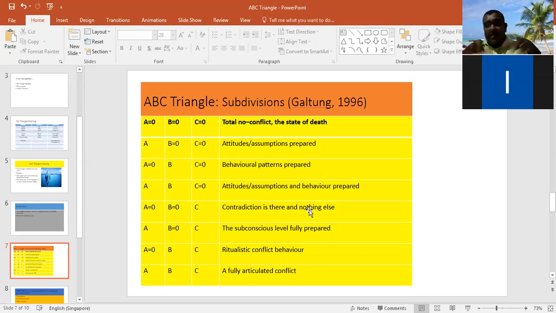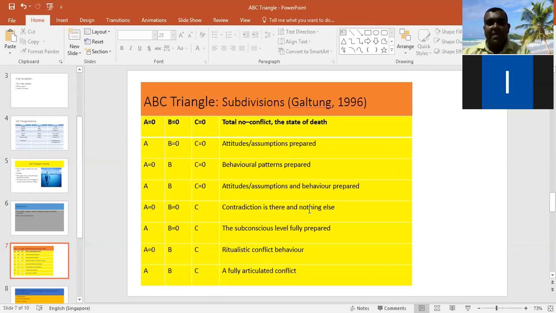So I'm very sure this part might have been missed, right? Because this is the analysis of Johan Galtung. So actually we know there are three parts, A, B, C. This ABC triangle can be analyzed into 8 parts, 8 stages, right? Actually 8 parts. For example, look at that.